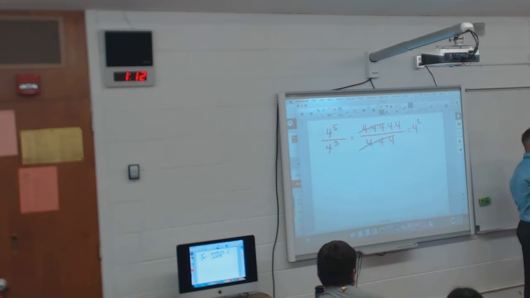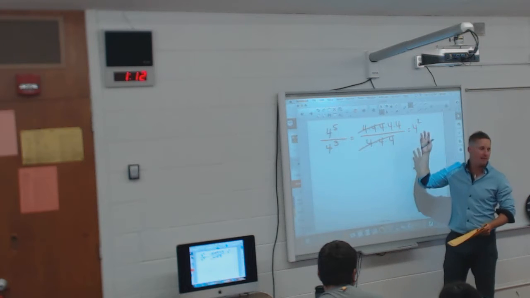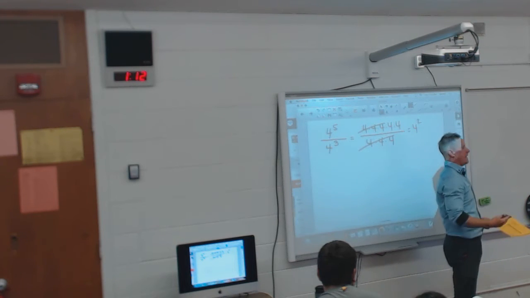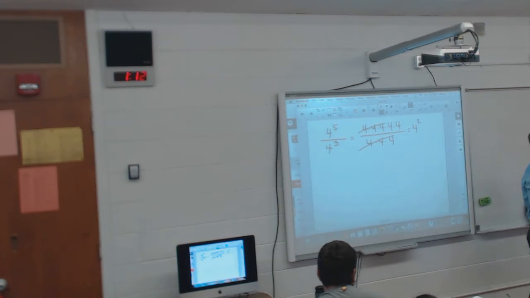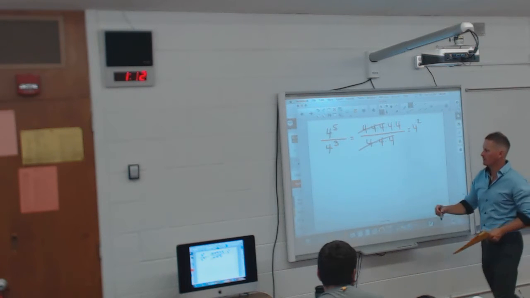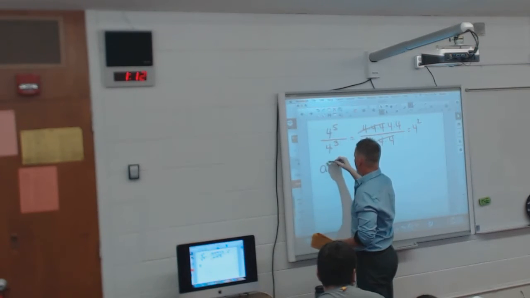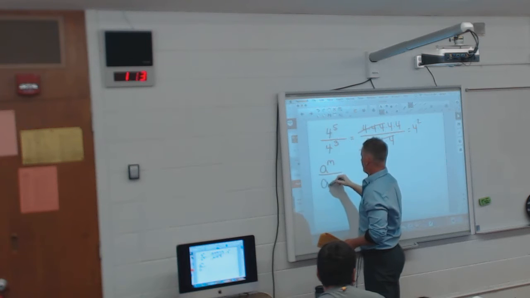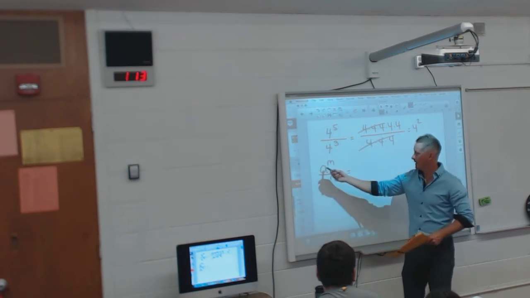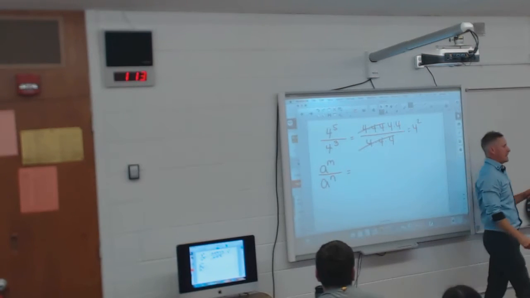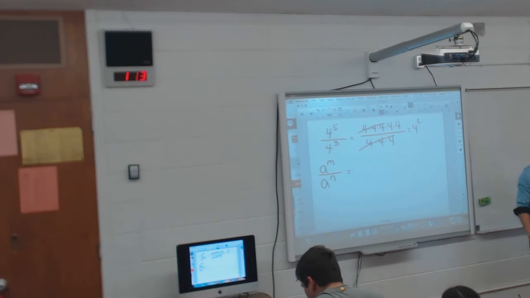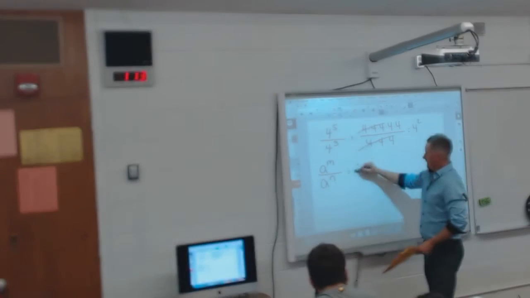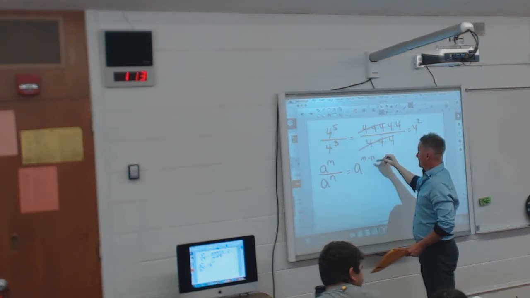So you see how that works? So I just simply subtract the exponents. The easy way is to subtract the exponents. You can expand if that makes it easier for you. All right, so if I have a to the m over a to the n, and again, those bases have to be the same for the rule to apply, that is a to the m minus n.